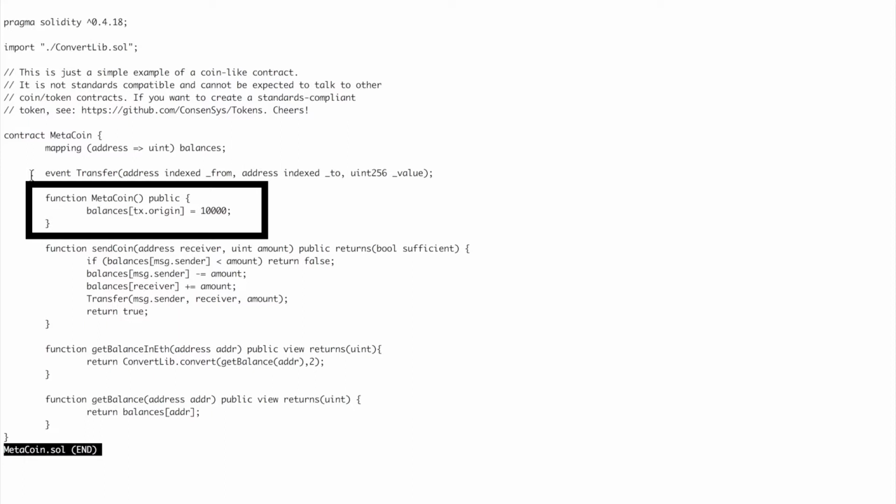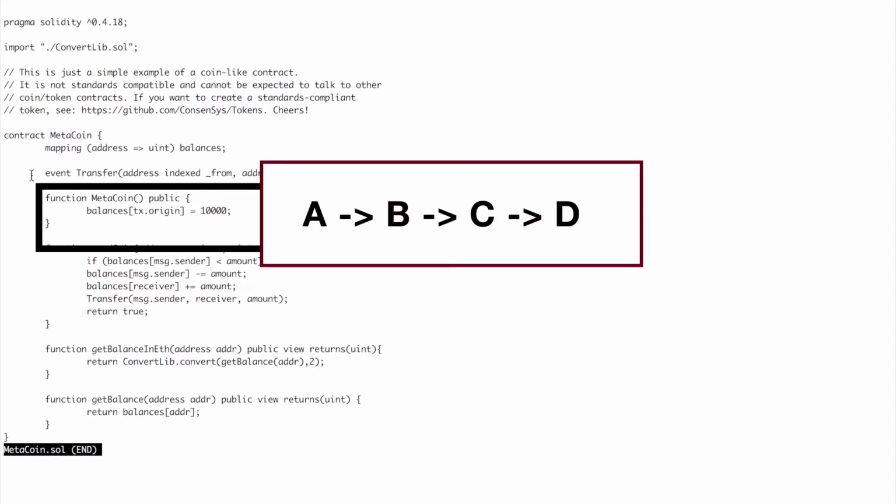Lastly, we have the constructor, where we set the balance of 10,000 metacoin to the address of tx.origin. Just like message was, tx is a special global variable that represents the current transaction. Any action that alters the data on the blockchain, like deploying a smart contract or executing a function that changes data, is a transaction. tx.origin represents the origin or creator of the transaction. It's similar to message.sender, but not quite the same. tx.origin can never be a smart contract address, while message.sender can.